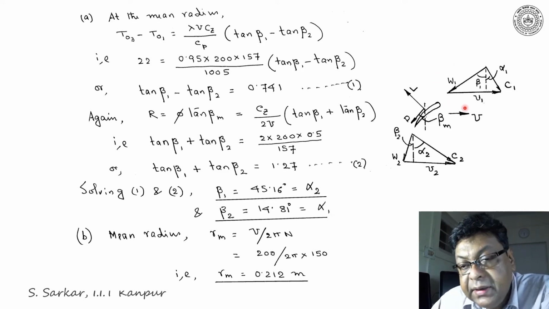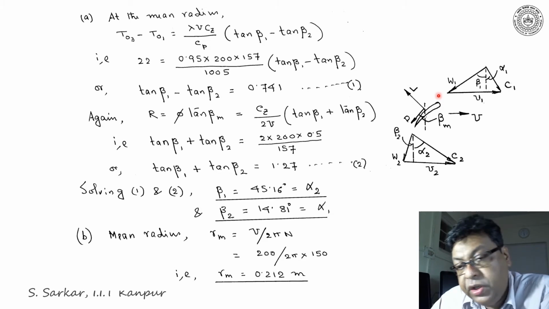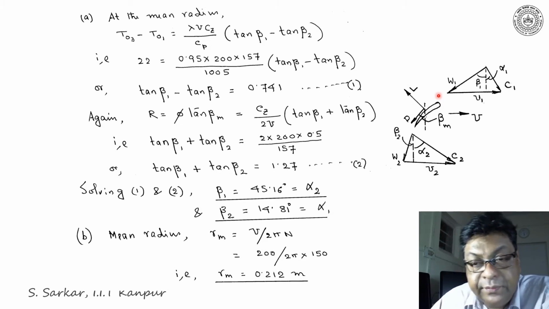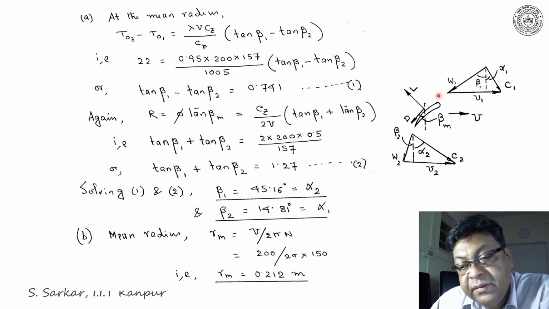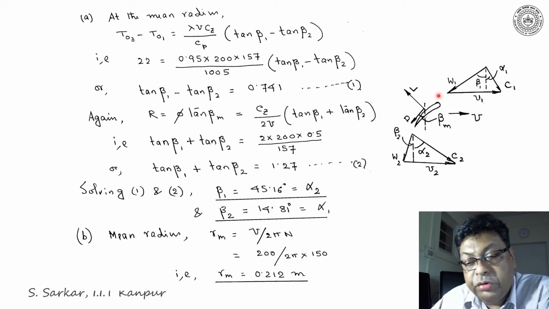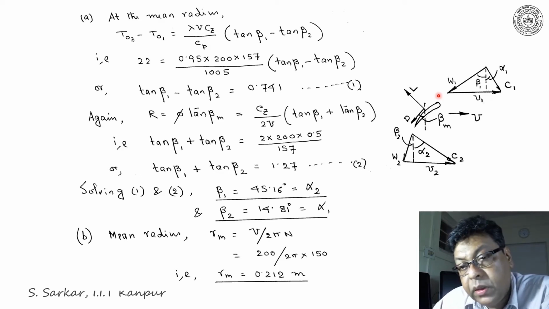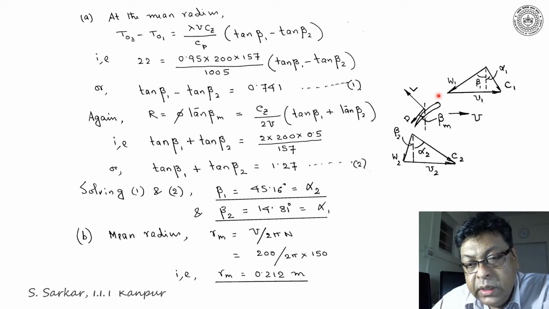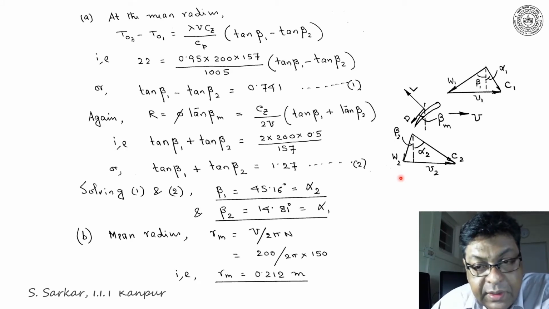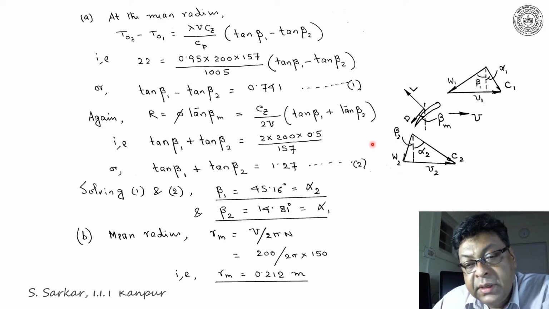Thus, at the inlet, I have indicated that W1 plus U1 is equal to C1. U is the blade speed. Here, U1 is equal to U2 is equal to U. Beta 1 and alpha 1 are the angles that W1 and C1 make with the z-axis. In the same way, I have projected the velocity triangle at the exit, that is W2 plus U2 is equal to C2, and I have indicated beta 2 and alpha 2.